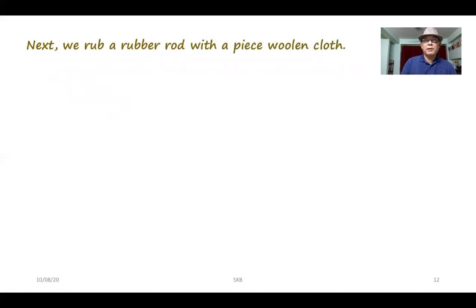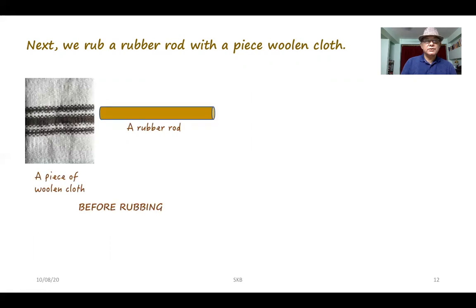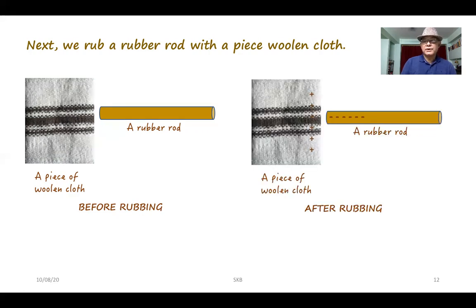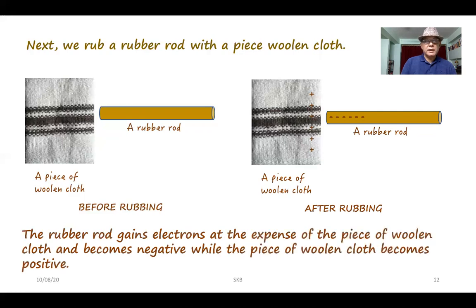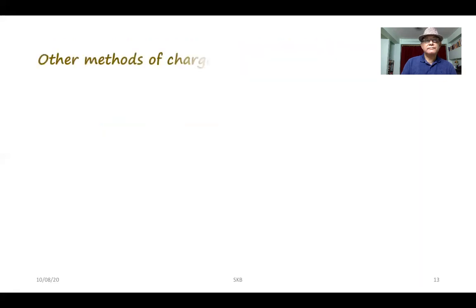Next, we rub a rubber rod with a piece of woolen cloth. This is the situation before rubbing. Both the piece of woolen cloth and rubber rod are in neutral condition. This is the situation after rubbing. The rubber rod gains electrons at the expense of the piece of woolen cloth and becomes negative, while the piece of woolen cloth becomes positive.